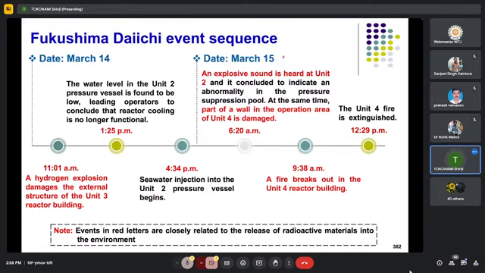On March 15, an explosive sound is heard at Unit 2, and it is concluded to indicate an abnormality in the pressure suppression pool. At the same time, a part of a wall of the operation area of Unit 4 is damaged at 6:20 a.m. At 9:38 a.m., a fire breaks out in the Unit 4 reactor building. The Unit 4 fire is extinguished at 12:29 p.m.